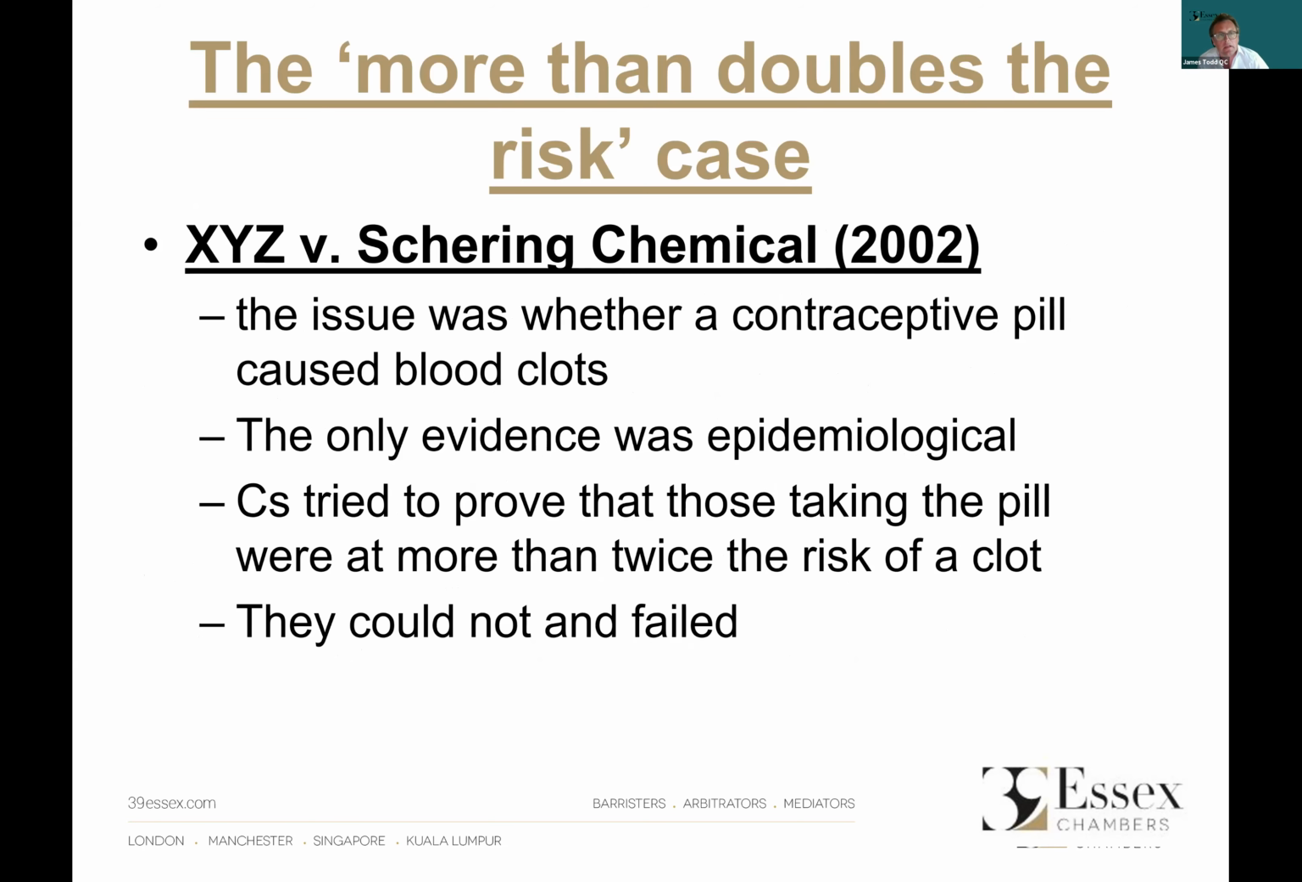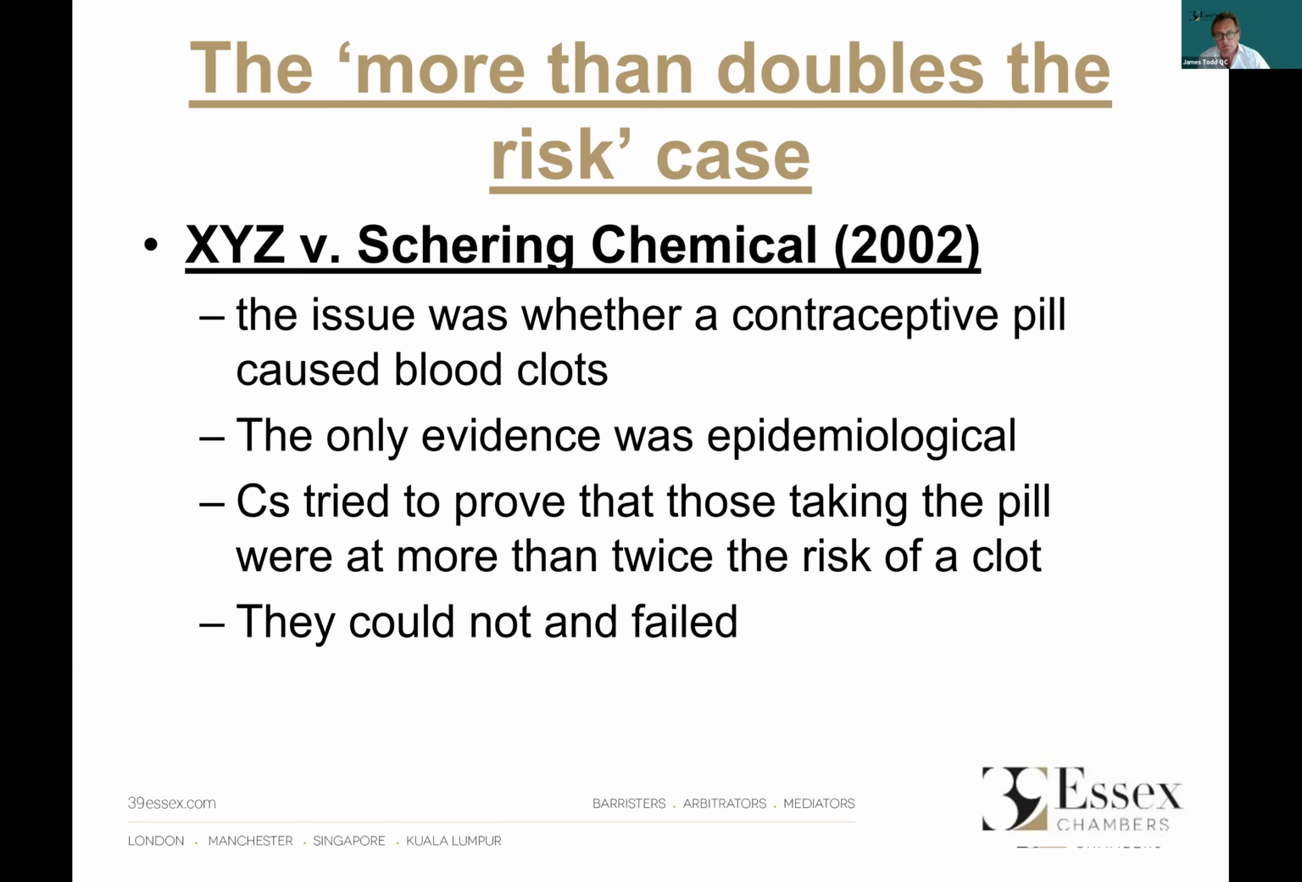And lastly, my fifth category I'm calling the more than doubles the risk case. And the leading authority on this, well, it's a first instance decision, it has been discussed in some of the more recent disease cases, is the case of XYZ against Shering Chemical, which is 2002, a decision of our very own Mr. Justice Mackay. And the issue in Shering Chemical, which was a group action, was whether a contraceptive pill caused blood clots. The only evidence was epidemiological. Nobody ever particularly knows for sure exactly what mechanism causes a blood clot. Well, they tend not to anyway.